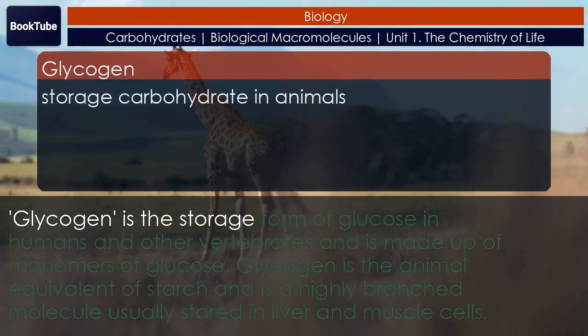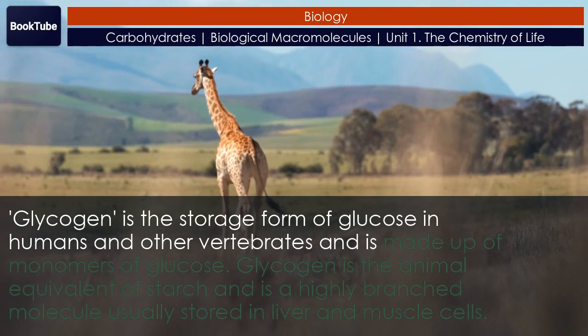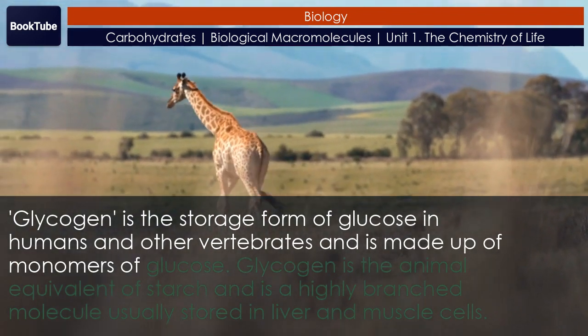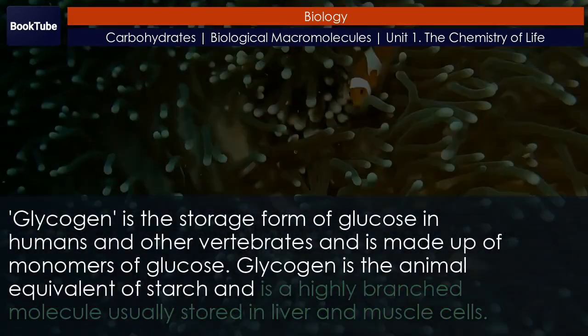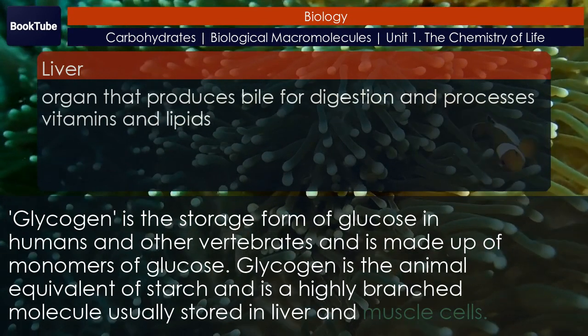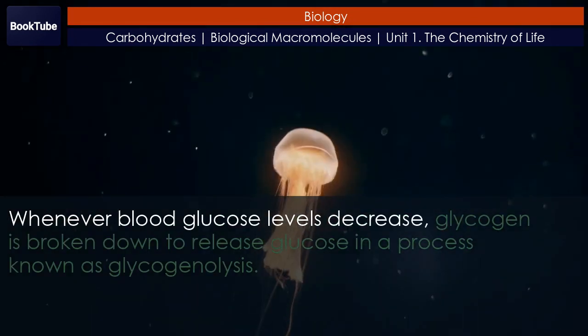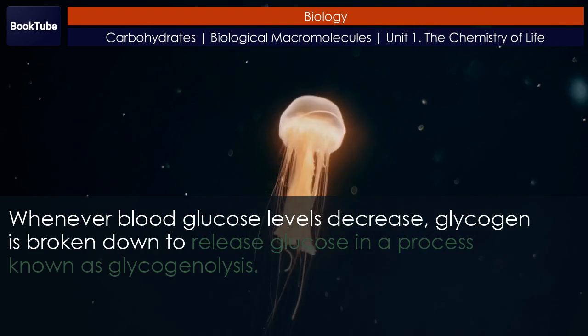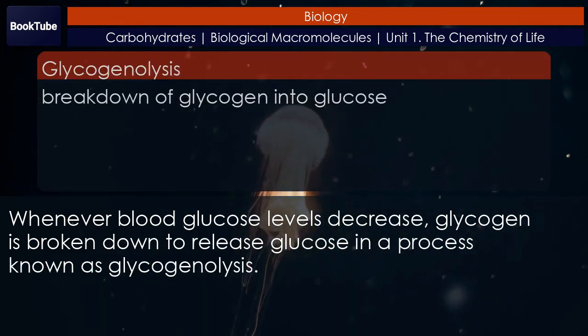Glycogen is the storage form of glucose in humans and other vertebrates and is made up of monomers of glucose. Glycogen is the animal equivalent of starch and is a highly branched molecule usually stored in liver and muscle cells. Whenever blood glucose levels decrease, glycogen is broken down to release glucose in a process known as glycogenolysis.